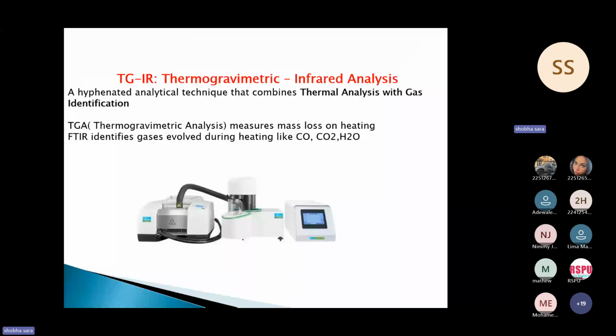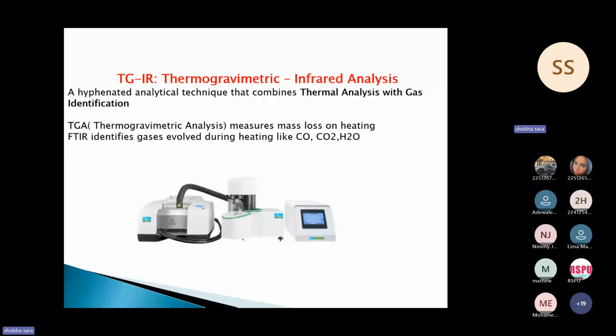Now, another technique is TGIR, thermogravimetric infrared analysis. Here, we are coupling this thermogravimetric analyzer with the FTIR. It is a hyphenated analytical technique. In TGA, we can measure the mass loss on heating. By FTIR, we can identify the gases evolved during heating, like carbon monoxide, carbon dioxide, and water.